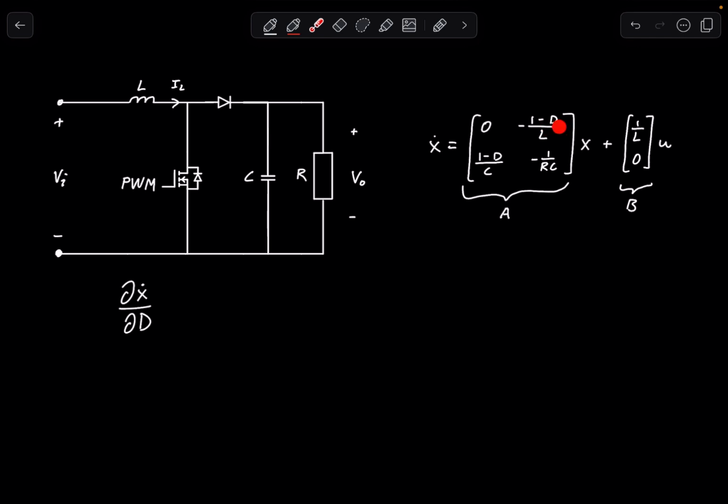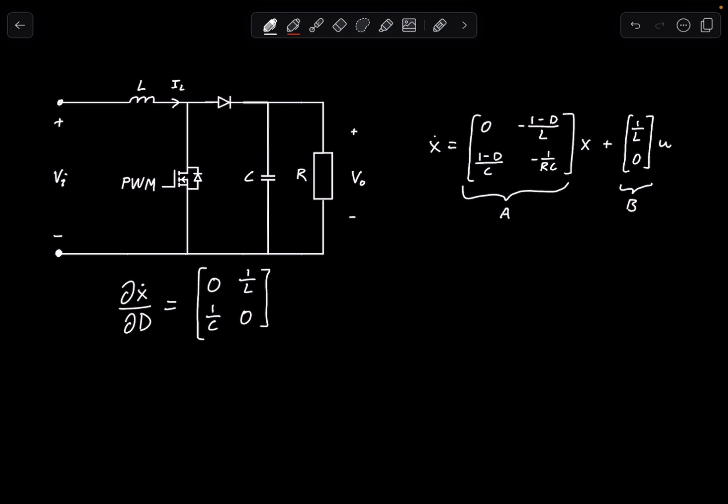And then we just take the derivative of the A matrix with respect to the duty cycle. So we have that here and here. So we already know that this part remains 0 and this part remains 0. So we can just write that. So we have 0 here and 0 here. So if we take the derivative of this part, we actually get 1 over L, because this constant 1 will disappear, and we just take the derivative of the D. And this part will be almost the same. It will be 1 over C.